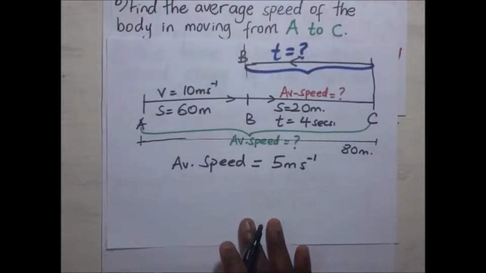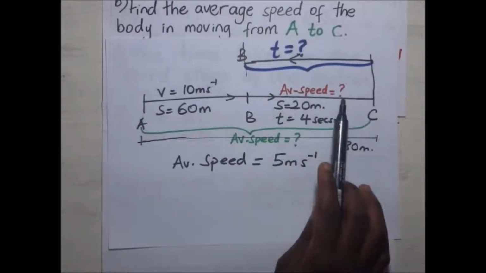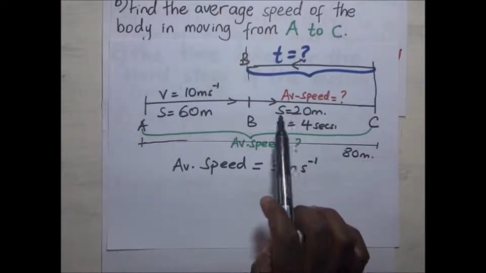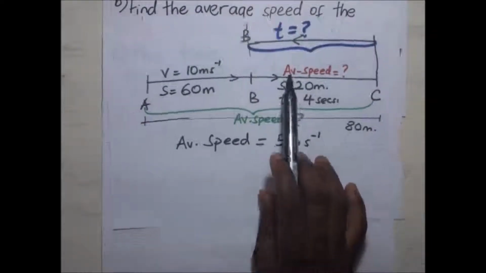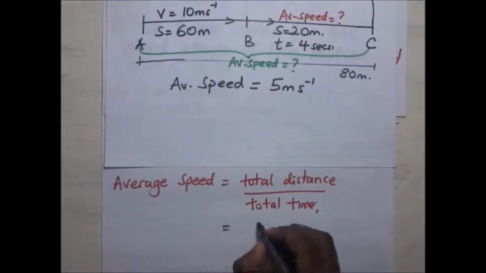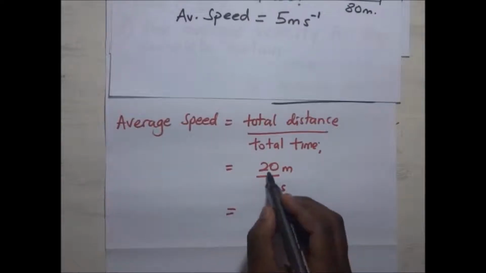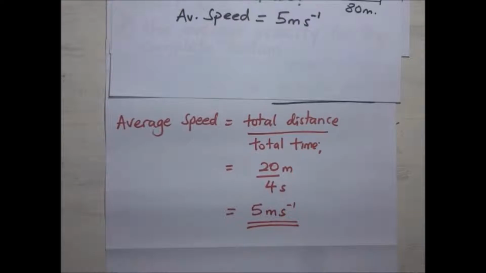Now the second portion of the motion, B to C, the average speed we are supposed to find here is going to give us the total distance, which is 20 meters, divided by the total time, which is 4 seconds. So in this case, this is going to become equal to 20 divided by 4. It is 20 meters and these are 4 seconds. So our answer is going to become 5 meters per second. And that's our average speed for the second portion of the motion. So we have answered part A.